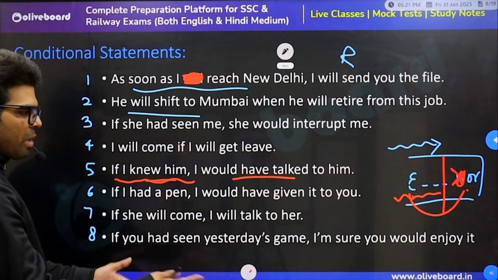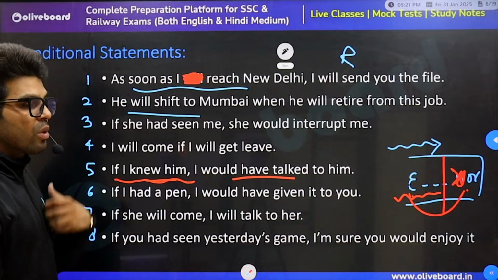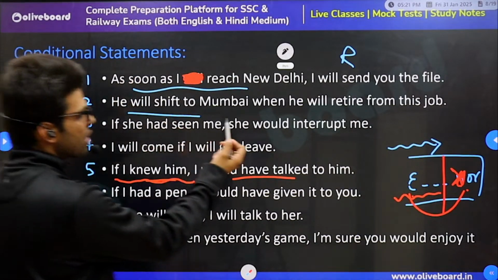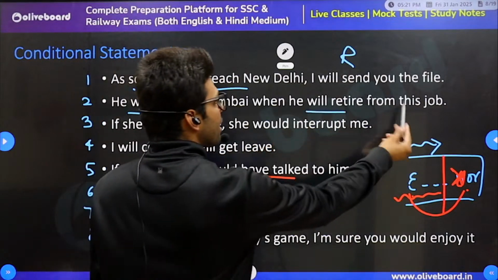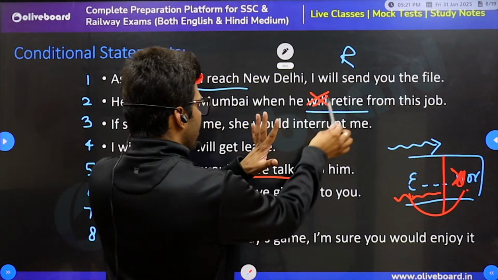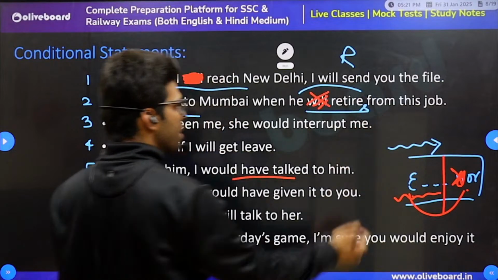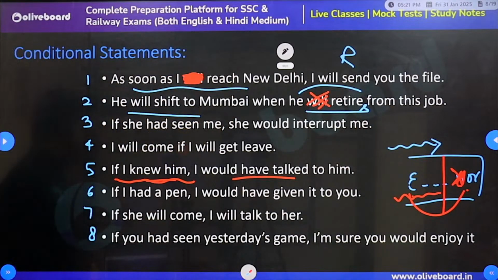Once I retire, I will do my own business. Once I leave this job, I'll do my own business. So that's the condition, that's the result. And conditional clauses can never be in future. And common sense says once he retires from the job, it is a singular subject with an S or ES.